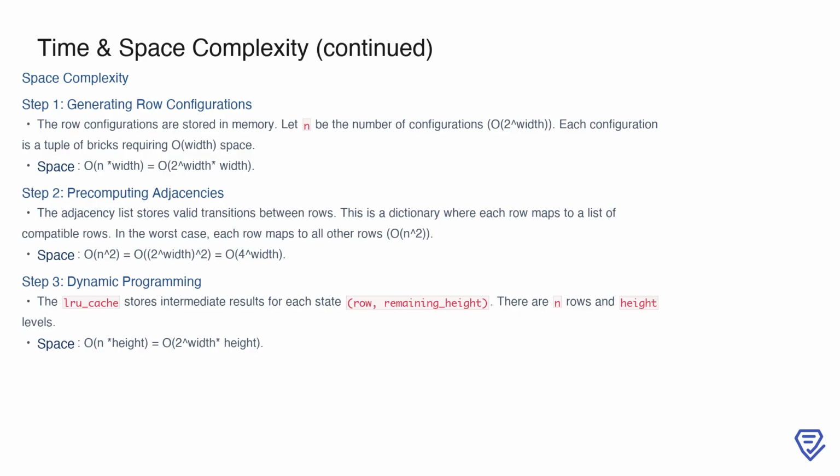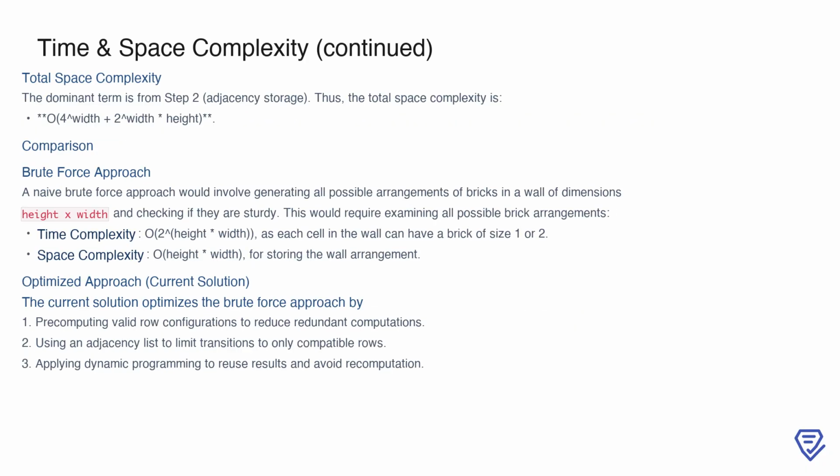Finally, in the dynamic programming step, we use a cache to store intermediate results for each state, which is defined by a row and the remaining height. With O(2^width) rows and height levels, the space required for caching is O(2^width*height). When we combine all the space requirements, the dominant term comes from storing the adjacency list, which requires O(4^width) space. Adding the caching space from dynamic programming, the total space complexity becomes O(4^width plus 2^width*height).